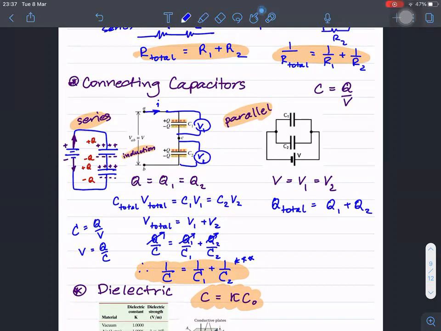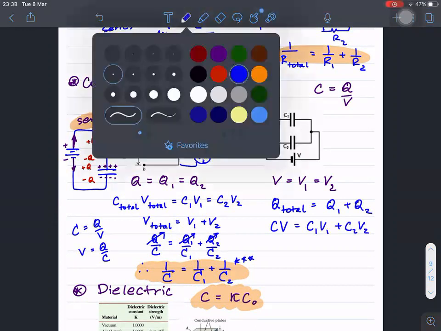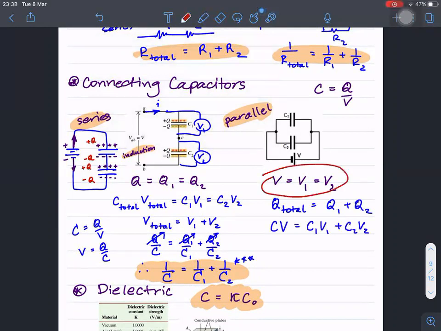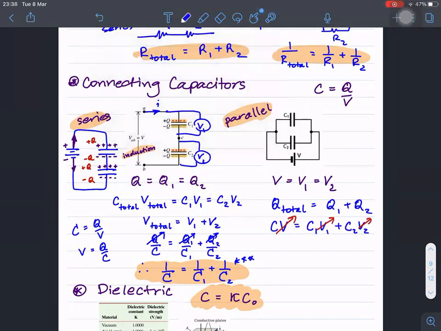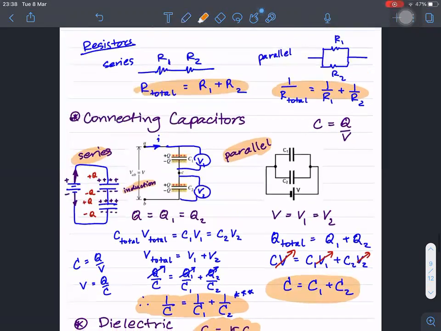So when we have Q total like that, I substitute CV equals C1V1 plus C2V2. But as V is equal to V1 and equal to V2, we can cancel all the V's here. And we have that for the parallel configuration, C would be equal to C1 plus C2, right? So that would be the opposite to the resistors.